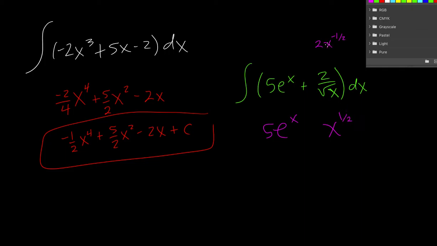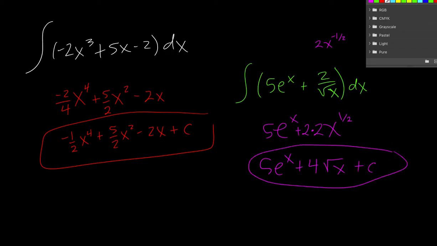And then I'm going to divide by the new, and I have my 2 out there. And then I'm going to divide by 1/2, which is the same as multiplying by 2. So I get another 2 there. Okay? I do my simplification. That just becomes a 4. And then x to the 1/2 is the square root of x. And then I put my plus c on the end of that.